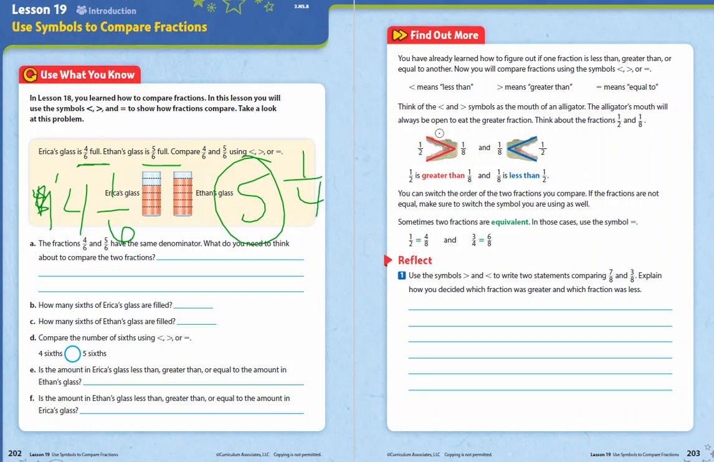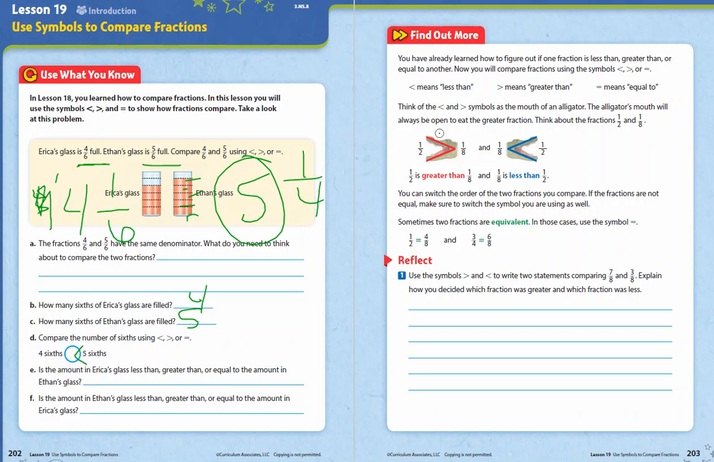So how many sixths of Erica's glass are filled? Well, we just said they have 4. How many sixths of Ethan's glass are filled? Well, he has 5 of them, because if we count, there's 1, 2, 3, 4, 5. Compare the number of sixths using less than, greater than, or equal to. So is 4/6 less than, greater than, or equal to 5/6? 4/6 is less than 5/6 because 4 is less than 5.